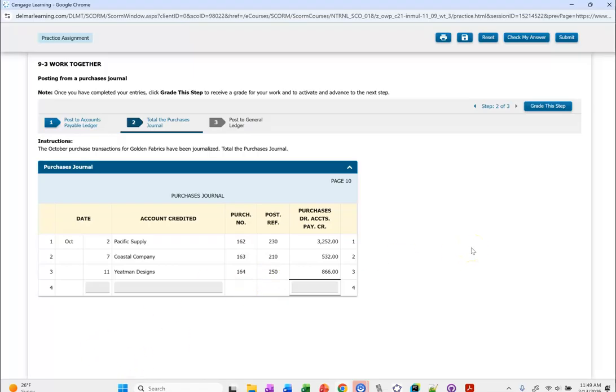So it says the October purchase transactions for Golden Fabrics have been journalized. Total the purchases below. So the last day in October is the 31st. Should have total here, and then I just need to add down that credits column. So when I do that, I get 4,650. Check our answer. Okay.